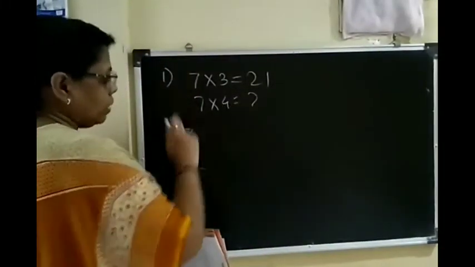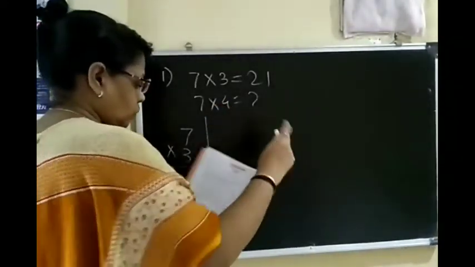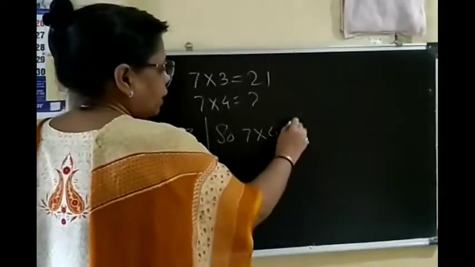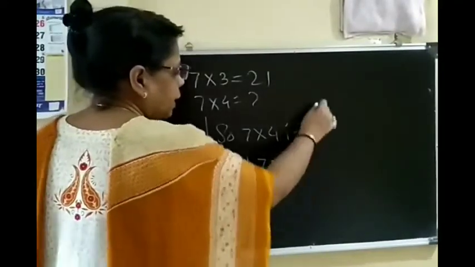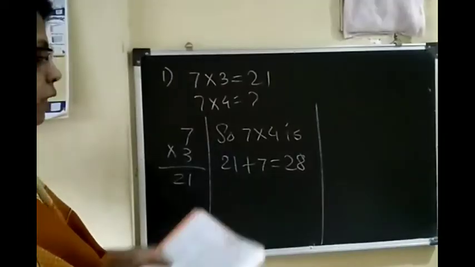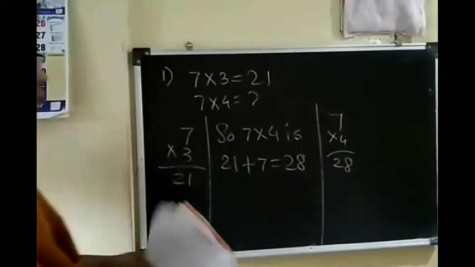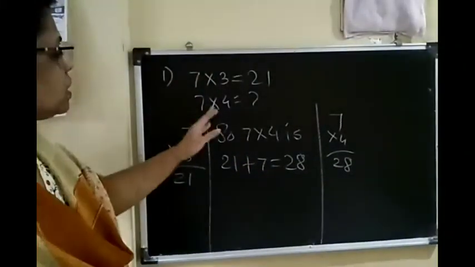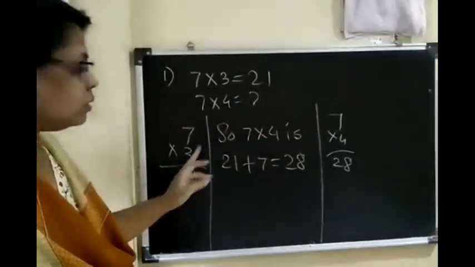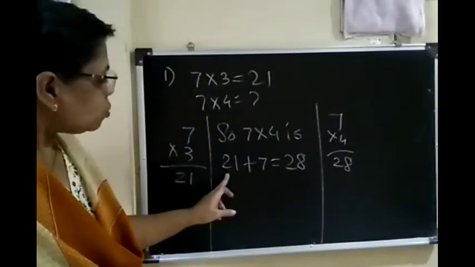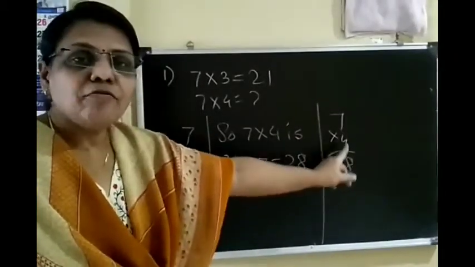7 into 3 is 21. They have written it in a vertical manner. Now, 7 into 4 is nothing but 21 plus 7, that is 28. Yeah, it's that simple. 7 into 4, 28. See, 7 3s are 21, 7 4s are how much? To find out, first write this in a vertical manner. So 7 4s are 21 plus 7, that is 28.